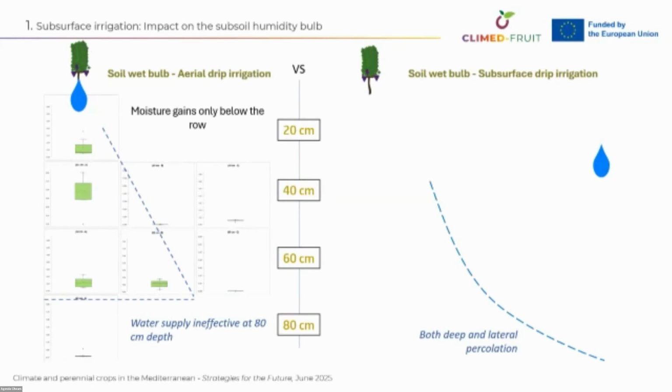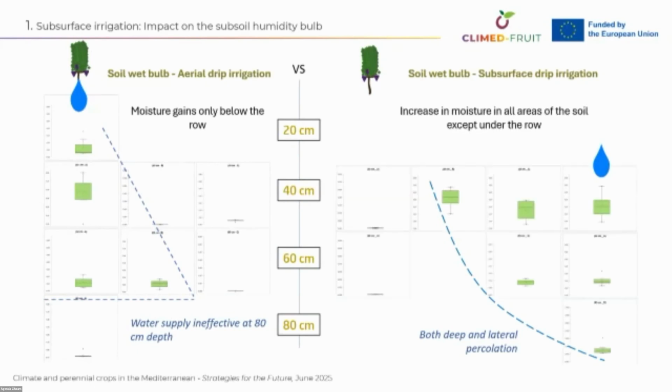And now regarding subsurface drip irrigation, we can see that we have an increase in moisture in all monitored areas of the soil, except under the row. So results show both deep and lateral percolation that was more effective compared to aerial drip irrigation.